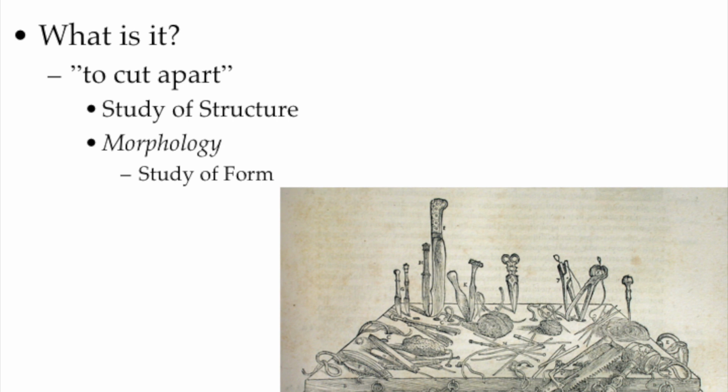And so this is the context in which we dissect when we do comparative anatomy. And that is a picture of an ancient operating table. You can imagine what a number of those tools are used for, especially the big ones. And keep in mind, they didn't have anesthesia.